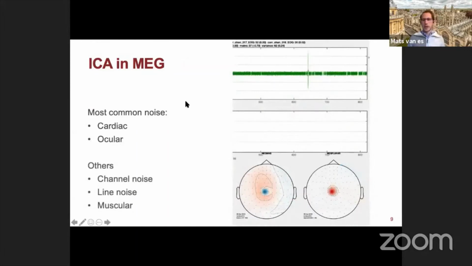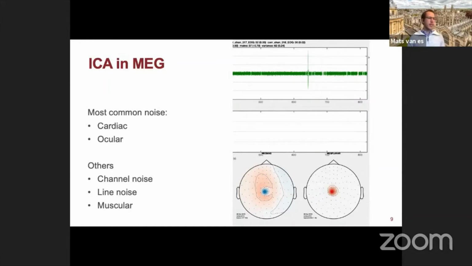Besides the ocular and the cardiac components, there's a couple more artifactual or noise components that you could remove with ICA, such as channel noise, line noise, and muscular activity. But depending on the type of experiment you're running, these can usually be easily removed using different pre-processing options. For example, line noise can easily be removed by filtering the data. Channel noise can be removed by just leaving out that one sensor. Muscular activity, especially in a purely visual paradigm, can be removed by just removing the moments in time, the segments of data where there was muscular activity.